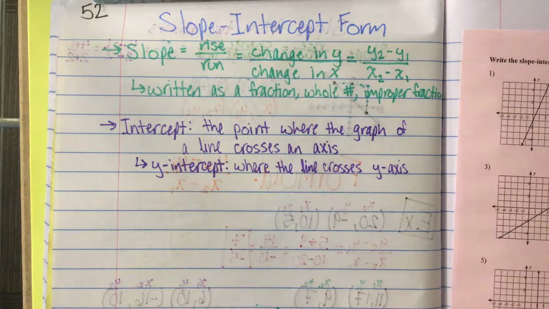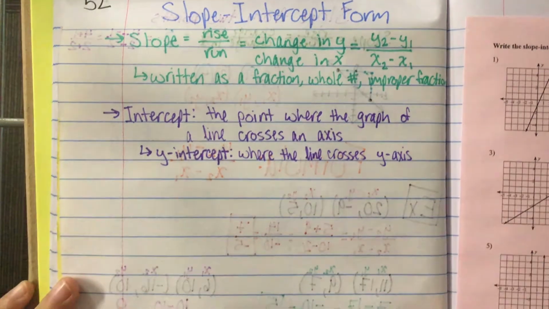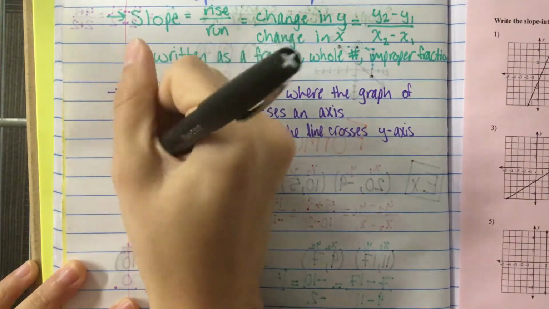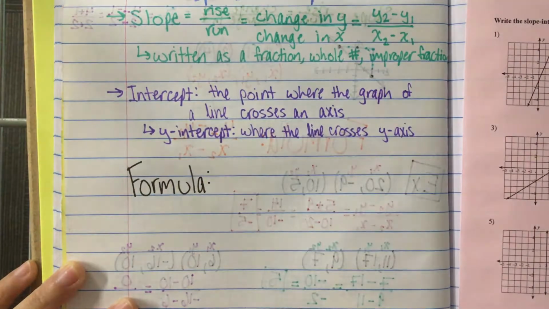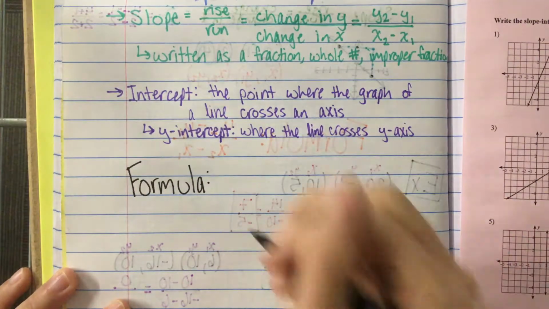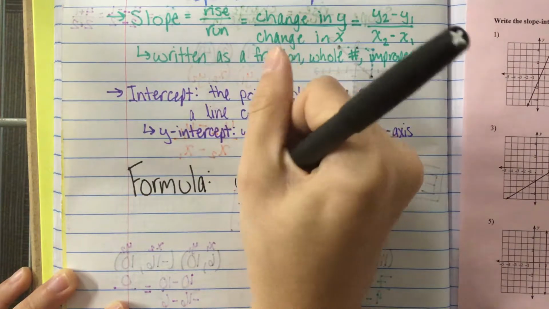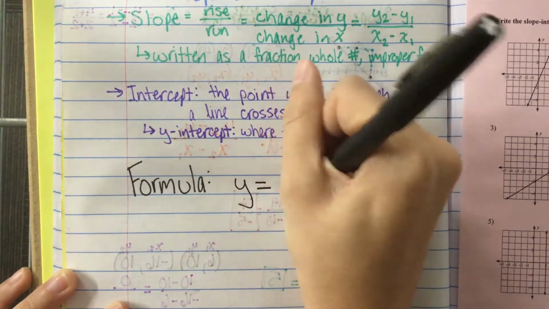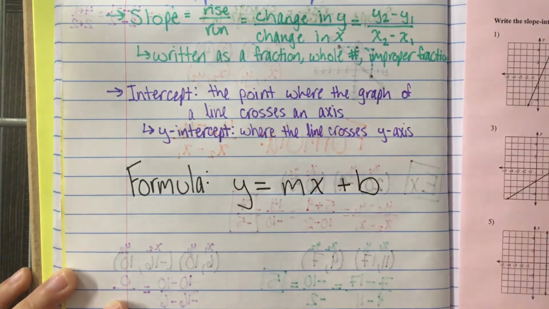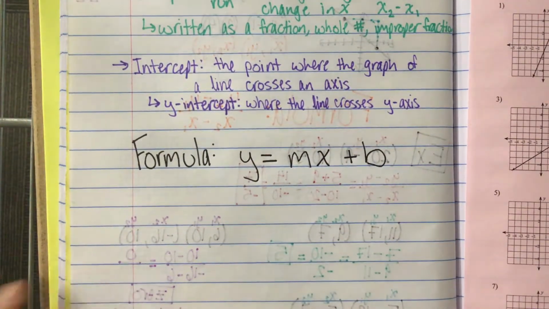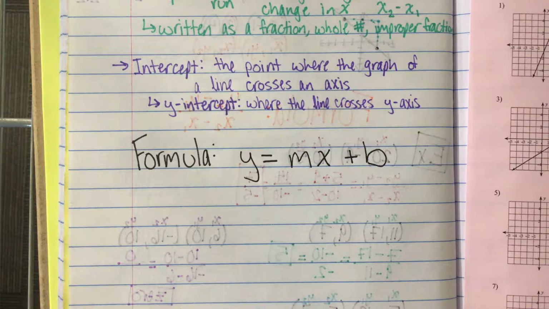Oh, I grabbed the wrong color there. Okay, you ready for our formula? Slope-intercept form. The formula for slope-intercept form is y equals m times x plus b. Y equals m times x plus b.